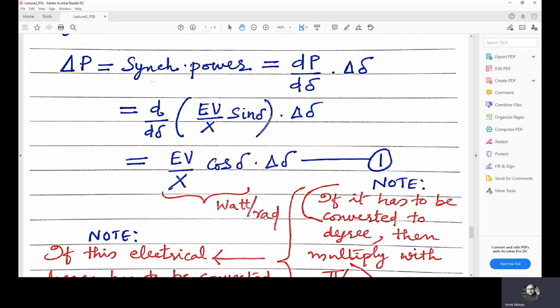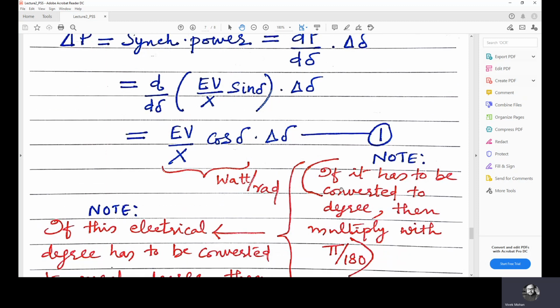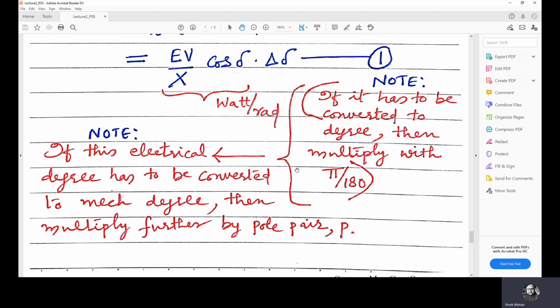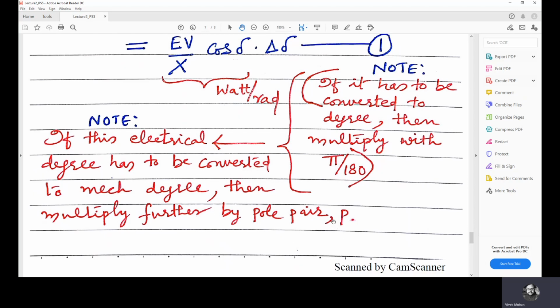What is watts per radian? What is the meaning of that? If there is any variation in del, or power angle, how much is the corresponding variation in power? That is watts per radian, a unit change in power with respect to a unit change in radian. Okay, if it has to be converted to degree, then multiply this with pi by 180, and you can convert this to watts per degree. Now, if this electrical degree has to be converted to mechanical degree, then multiply further by pole pair P. This we have already seen in the previous lecture.